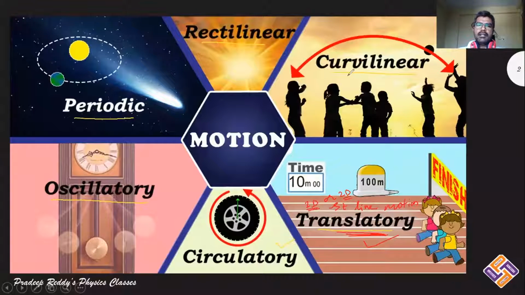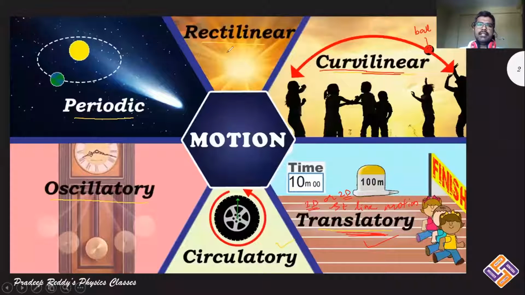Now coming to curvilinear motion. Curvilinear means the path of the body will be in the form of a curve. For example, take this ball being thrown by a person. It does not travel in a straight line path. It takes a curved path. So it is not linear. Linear means a straight line, but this is curvilinear, in the form of a curved line.